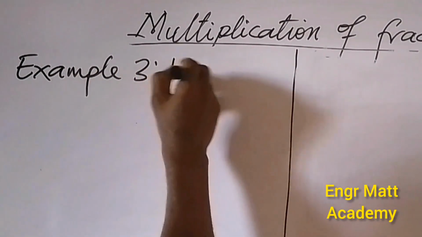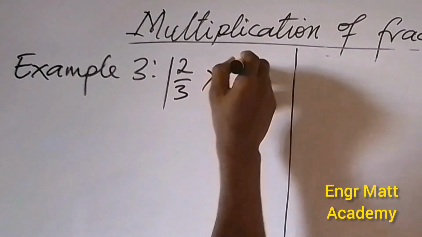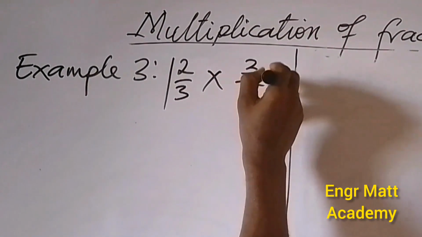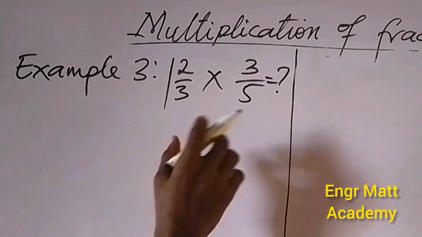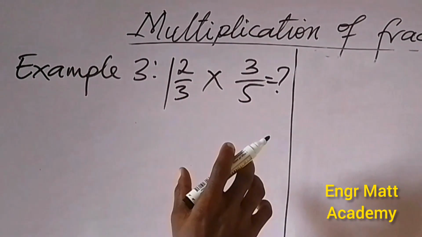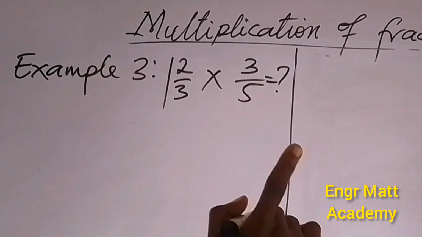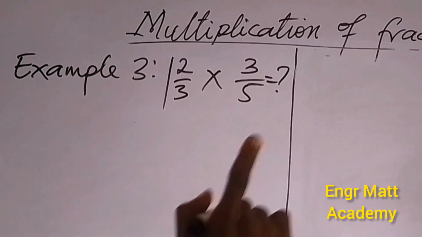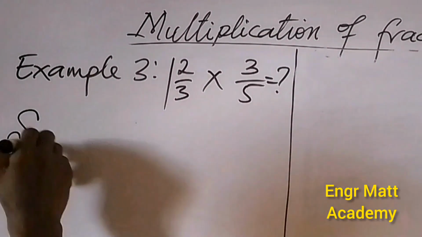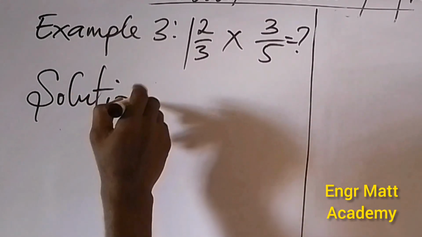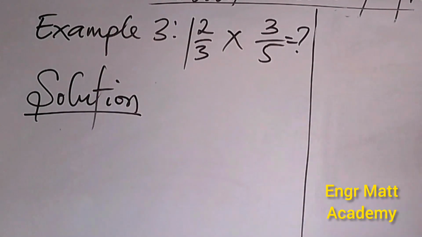1 whole number 2 over 3 multiplied by 3 over 5. In this problem, one of the fractions is a mixed number. Remember the conversion we did in the previous video, in our previous lesson? If you haven't done that, please go back and watch that video. Solution. Now we need to convert the mixed fraction to an improper fraction.